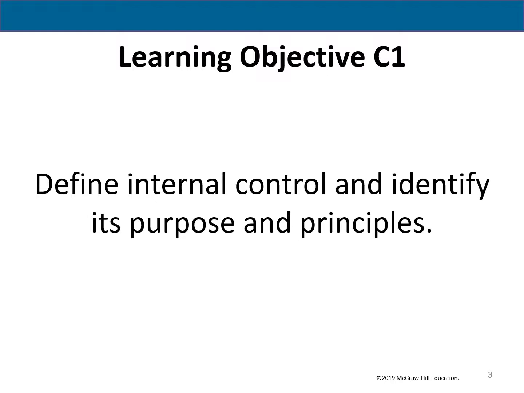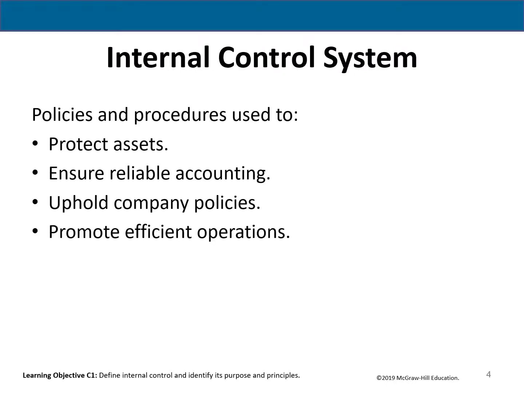So let's go to our first objective, which is defining internal control and what its purpose and principles are. Internal control is a system within a company, and all companies have this. It could be written down or it could just be the way they operate. But large companies must have this written down and they must have an internal control system. So for public corporations, it's required by Sarbanes-Oxley.